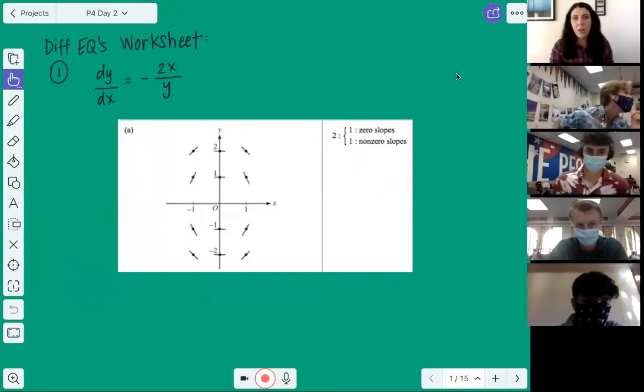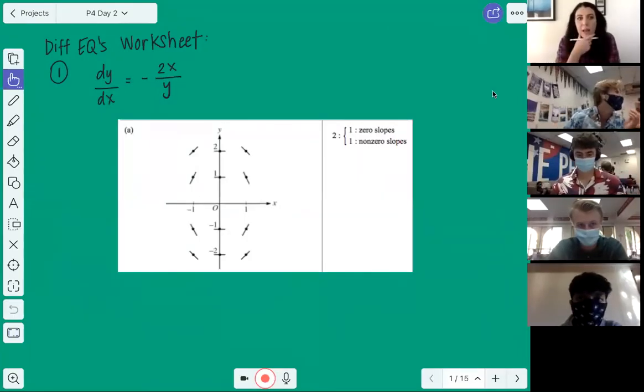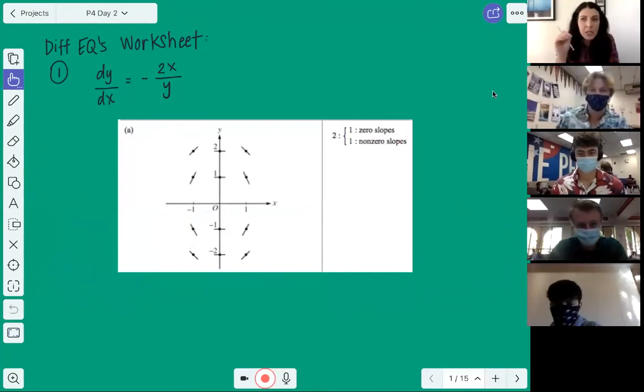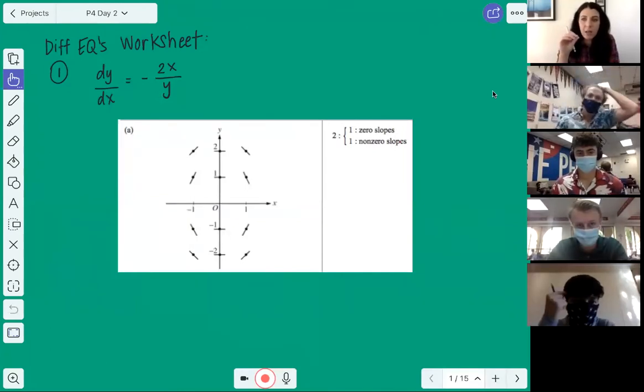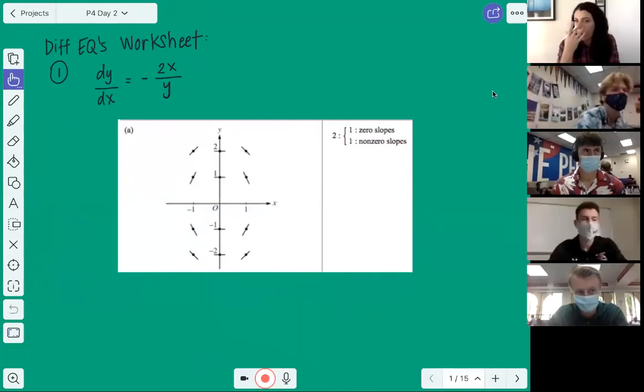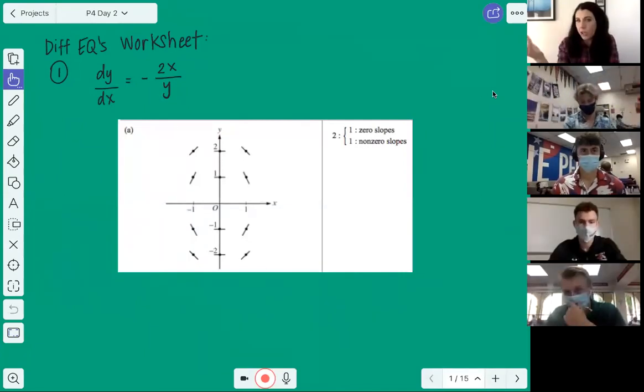Okay, so the first question we had gave us dy over dx equals negative 2x over y, and it asked us to draw a slope field. Make sure you're listening to all of the specific things I'm saying as I go through how the points work here, because a lot of you will make an assumption about how it works, and then maybe you actually got different points than you're awarding yourself.